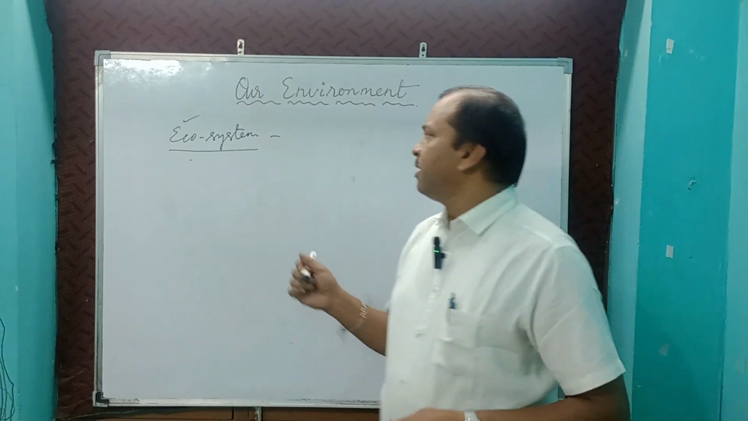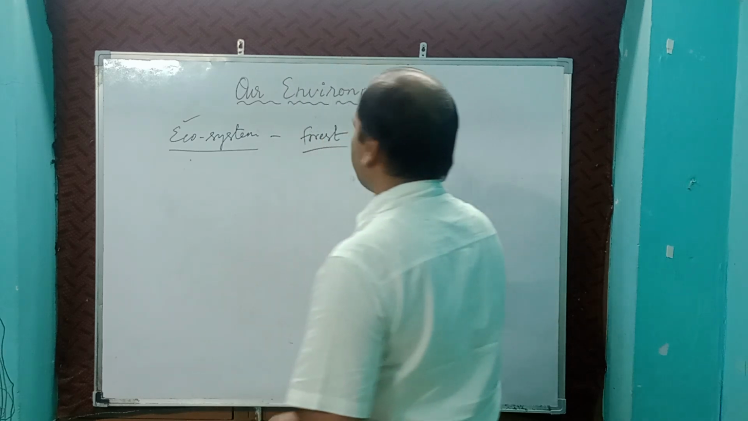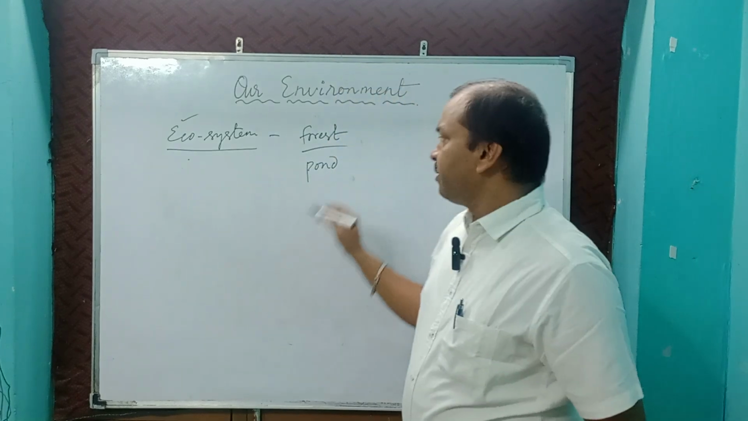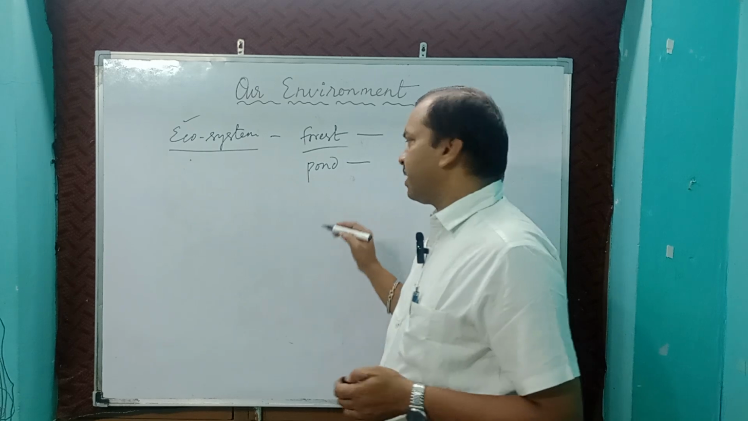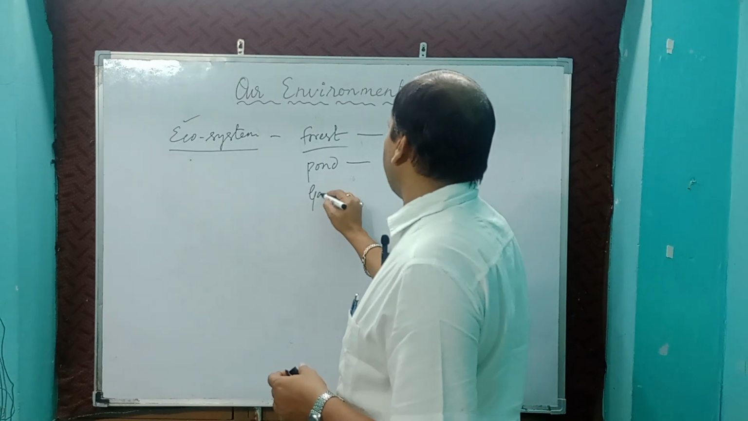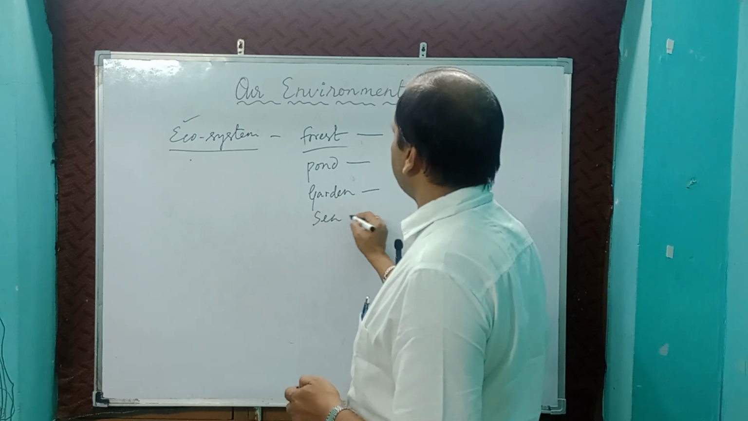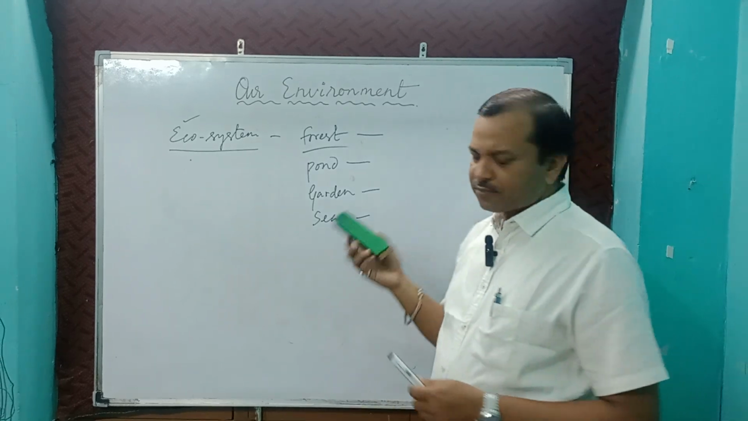For example, an ecosystem can be a forest. A pond can be an ecosystem, a water body ecosystem. You can say our garden. A garden can also be an ecosystem. Sea is also an ecosystem. Okay, these are the examples of ecosystem.